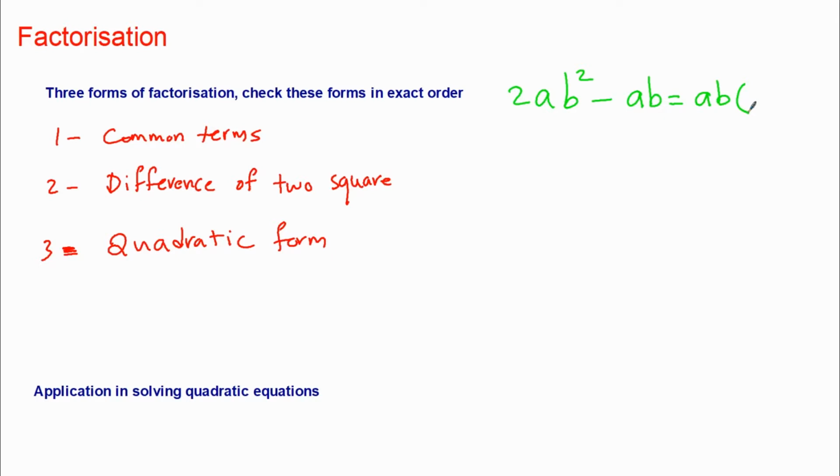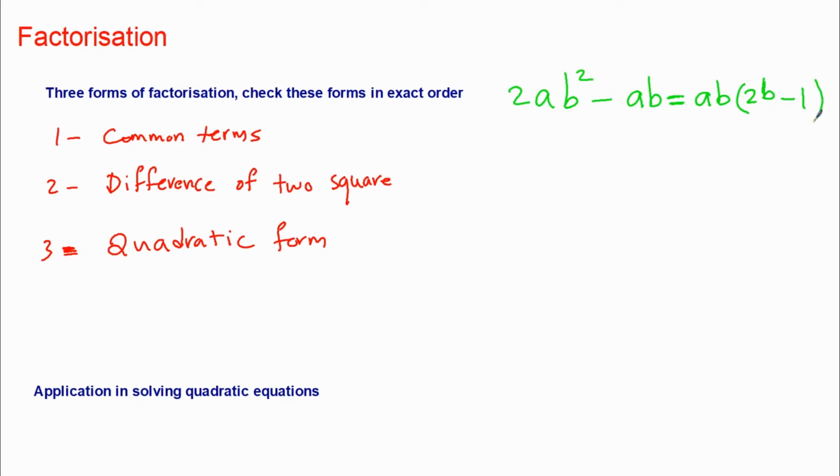Now we need to find a term that ab times that term becomes 2ab squared. We need to keep it organized. When we put this equal in here, we need to write something that if we multiply, it will give the left hand side. So ab times what becomes 2ab squared? That would be times 2b. ab times 2b would be 2ab squared. And then we have the minus, I'm just bringing the same minus. ab times what becomes ab? It is 1. So the answer would be ab times 2b minus 1.